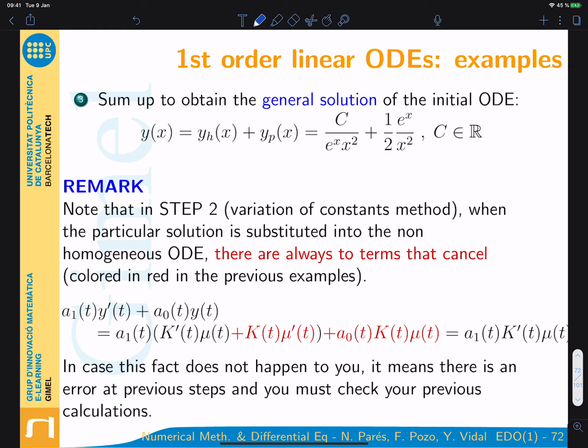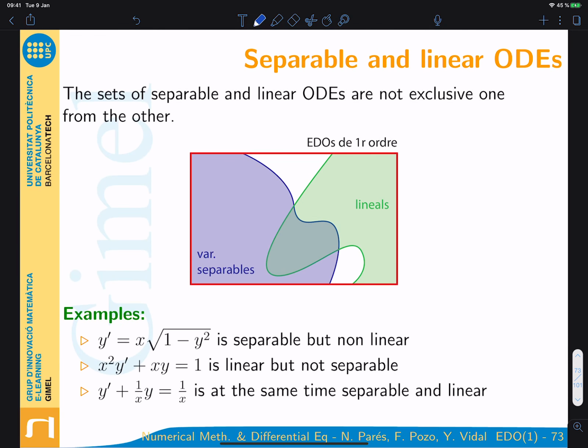So finally, as a remark, in the notes here in the slides, you will see that there are always two terms that have to cancel. It is very important that the terms that multiply k cancel. If that doesn't happen to you, it means you have an error. You have to review your previous steps.